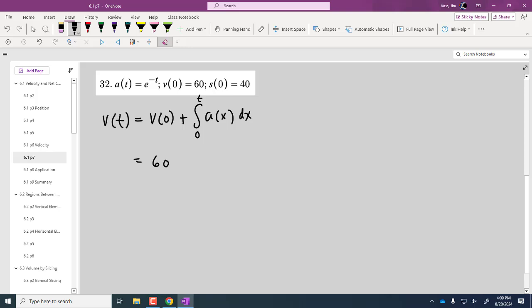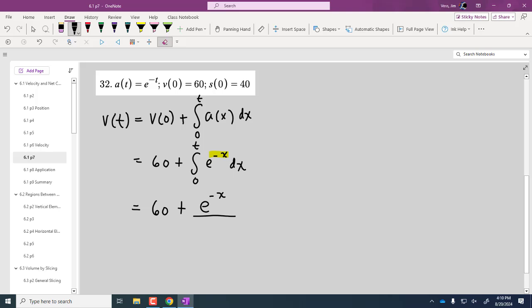Plug in v of 0. Plug in the acceleration function. Bells and whistles are going off. Negative. We have a linear exponent. Linear exponent, RCR, reverse chain rule. Don't have to go through substitution. We can do substitution without substituting. That is super important. So the integral of an exponential is itself, it's the magic function. It is its own derivative and integral. So we start out with itself.